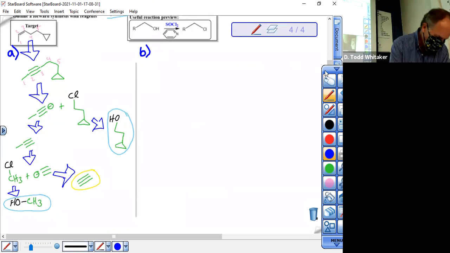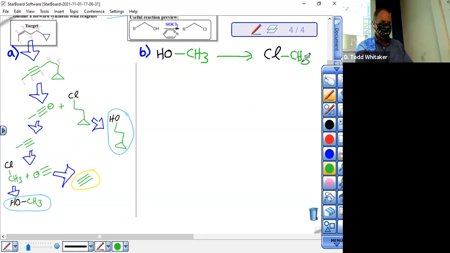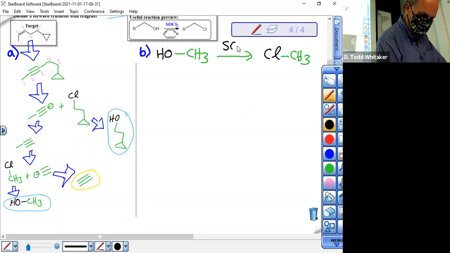There. So we start with methanol. And I need to convert it into methyl with a Cl. CH3 attached to Cl is what I wanted to say. Don't look very far for how to do that. It's right above it. Copy out the useful reaction chemicals. We got this.